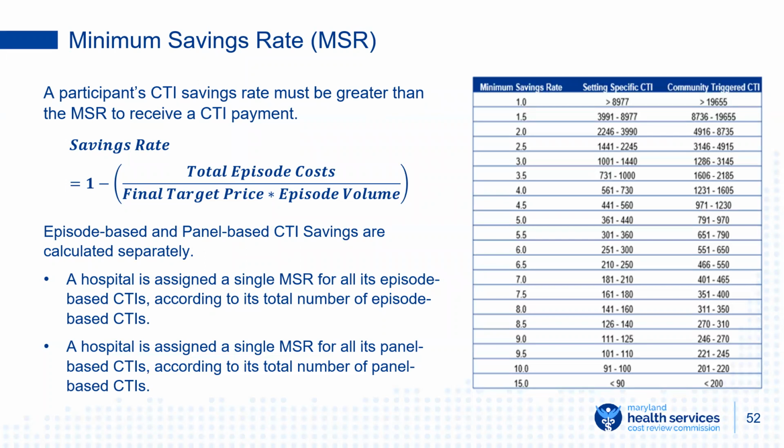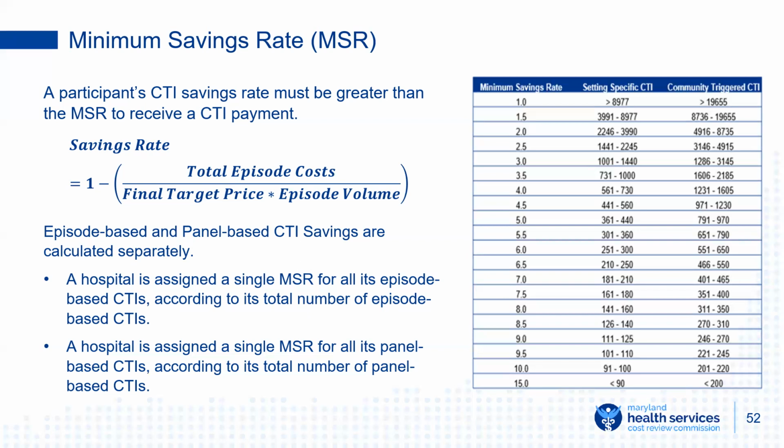A participant can have up to 2 different MSRs. You'll get 1 MSR for all of your episode-based CTIs, so we take the entire volume associated with those and accrue it to set 1 MSR for those, and then a second MSR if a hospital is participating in any panel-based CTIs. The reason for having these 2 is because we know that there are different levels of variation and different payment profiles for panel-based episodes versus episodic CTIs. And you see that reflected in the chart at the right.